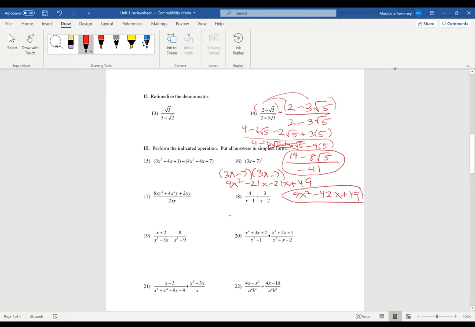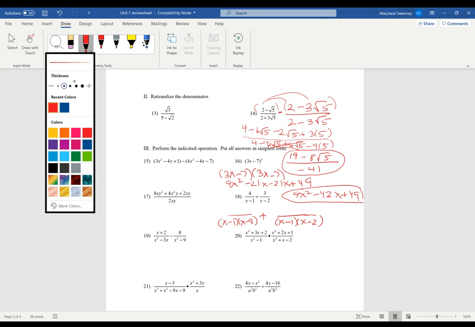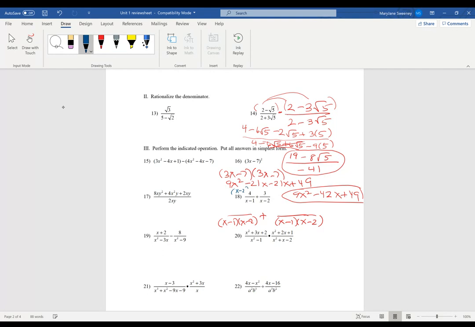18, going to need a common denominator. So that'll be x minus 1, x minus 2. So the first one has the x minus 1. It needs the x minus 2. So this is going to be the x minus 2. This one's going to need the x minus 1. So this is 4x minus 8, 3x minus 3. So just a reminder, with adding and subtracting, you do distribute through the numerators. This is 7x minus 11 over x minus 1, x minus 2. So that is our common denominator.